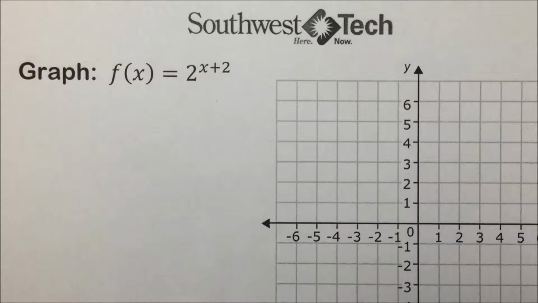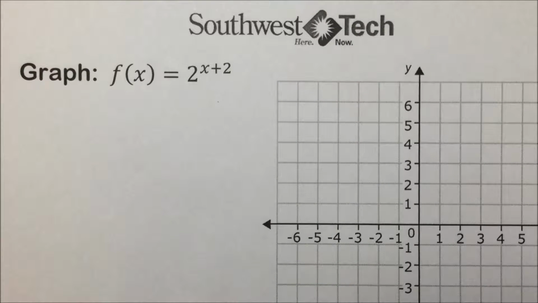Section 9.2, Intermediate Algebra. In this part, we're going to take a look at some variations of the exponential function and what it does in terms of the shape of the graph. We call these translations.